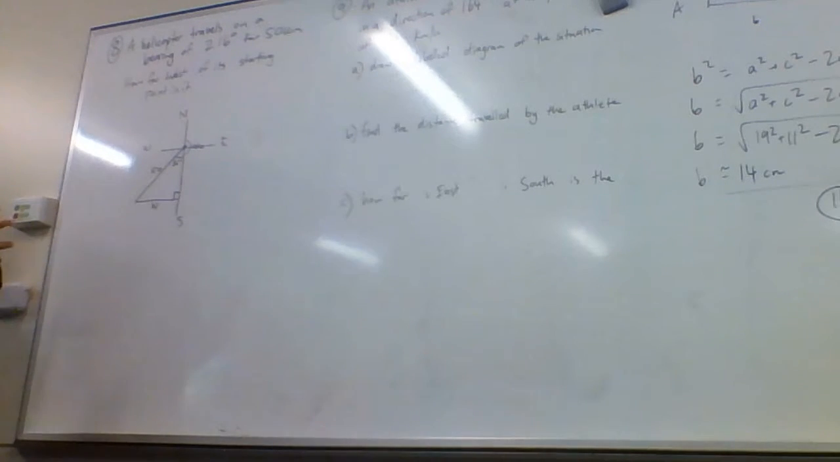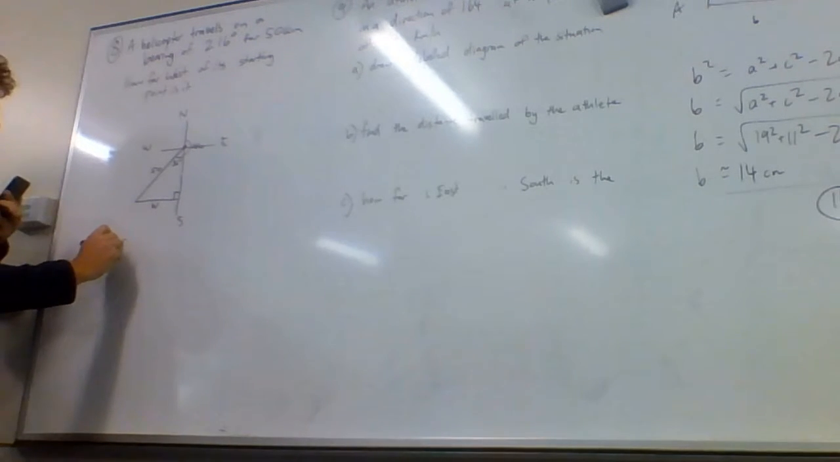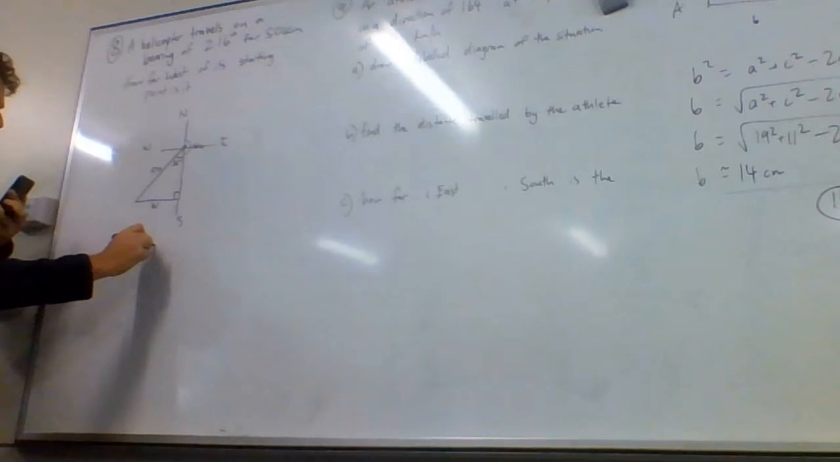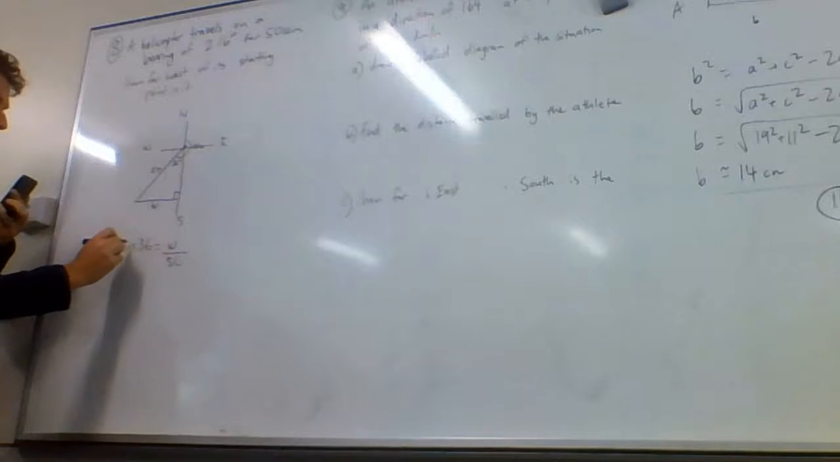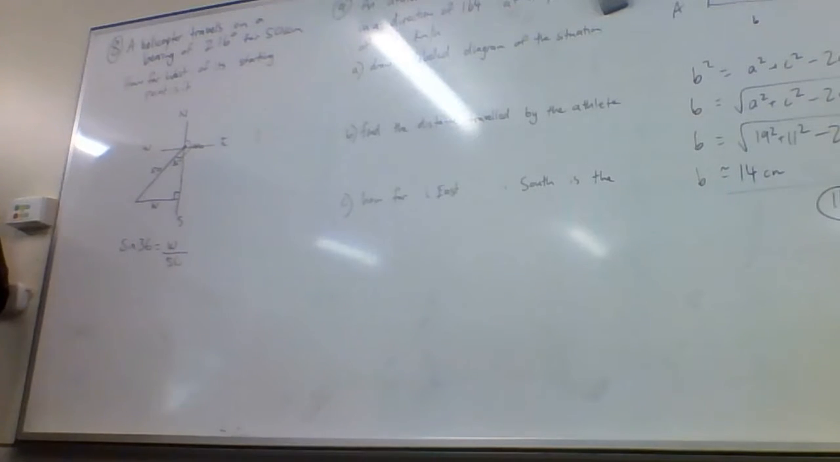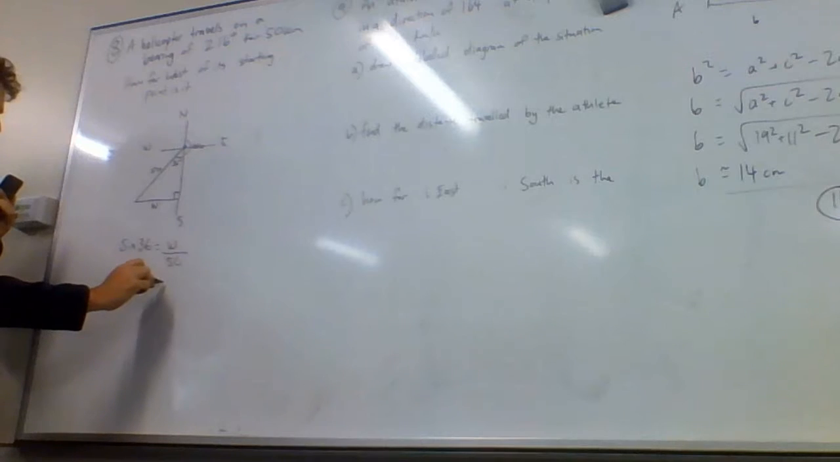So what am I going to do? What trigonometric ratio am I going to use? Sine, cos. Okay, that's the opposite side, that's the hypotenuse, so that will be sine. So sine of 36 equals W over 50. Then what do I do? Yep, I'm going to multiply by 50, so that becomes 50 sine 36 equals W.